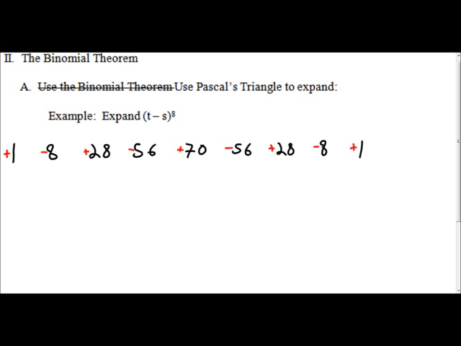Our first term, in this case, is t. So we'd start t to the 8th, t to the 7th, t to the 6th, t to the 5th, all the way down, t squared, t to the 1, to t to the 0th. Then we take our second term, that's s, we go s to the 0, s to the 1, s squared, s cubed, s to the 4th, s to the 5th, s to the 6th, s to the 7th, and s to the 8th.